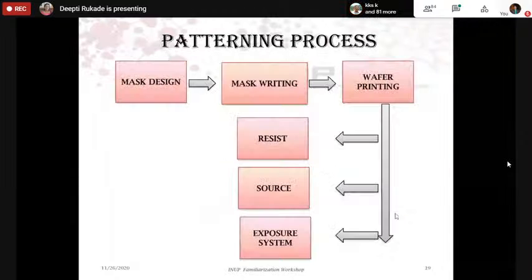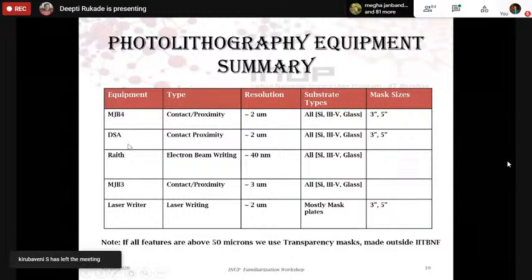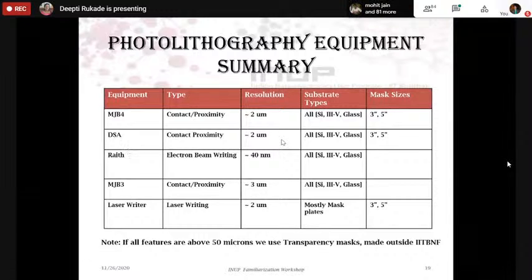Here, these are the tools that we have. We have two MJB4s, which are used for microfabrication or photolithography. We also have a DSA, that is called a double-sided aligner. It is not only used for the top alignment, but sometimes you need to do back etching, especially when you need to release the wafers or something. So at that time you need this DSA or the double-sided aligner. That is used for backside alignment. So that is also part of photolithography. So MJB3 and MJB4 are similar kinds of setup. We just have two different tools.